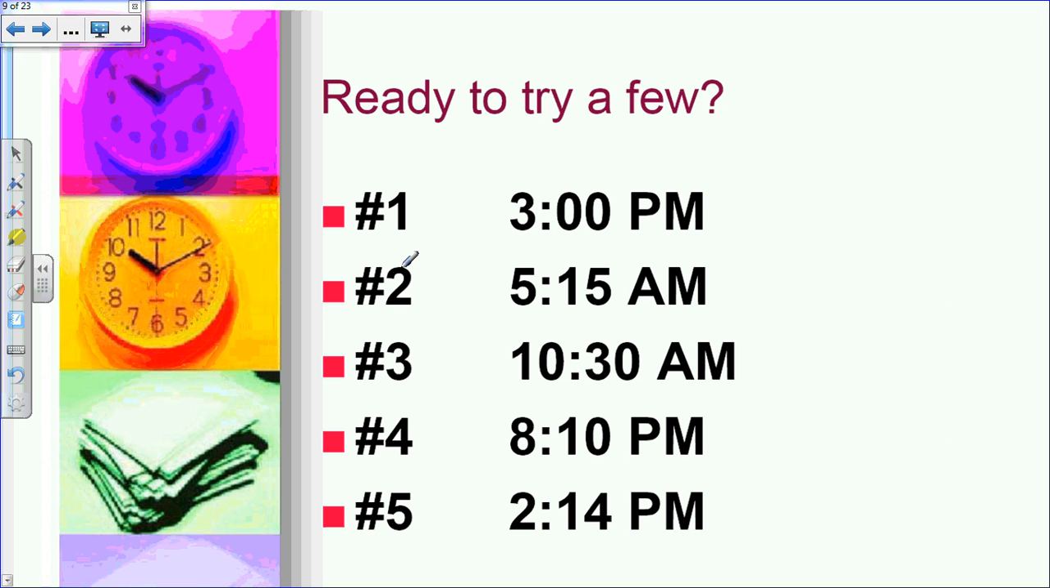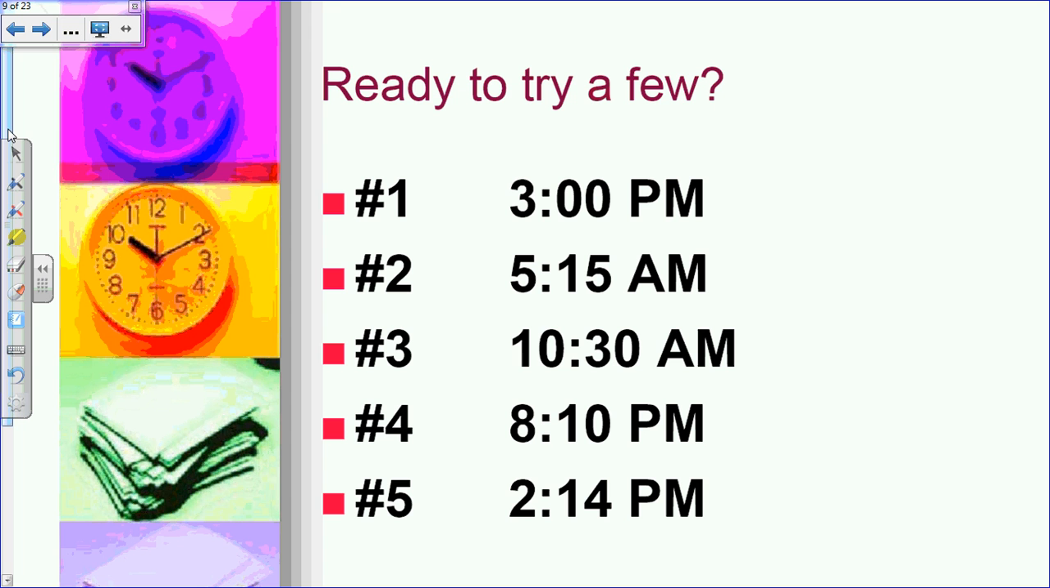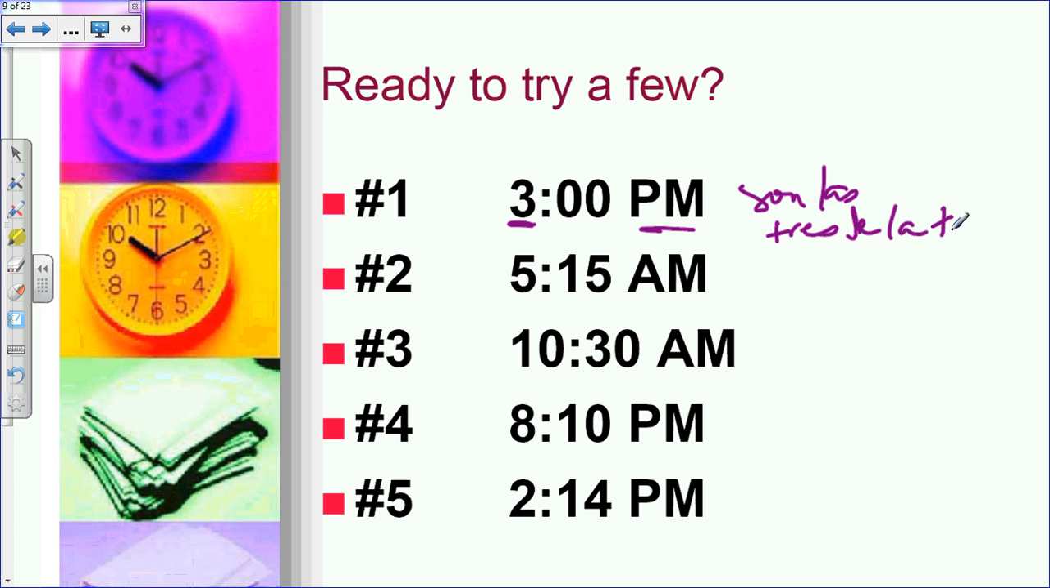All right, so we're going to try a few. So number one, 3 o'clock p.m. This is over 1, so it's son las. There's nothing to add, and we've got in the afternoon. So number one is going to be son las 3. You don't say y cero. You just say son las 3 de la tarde.